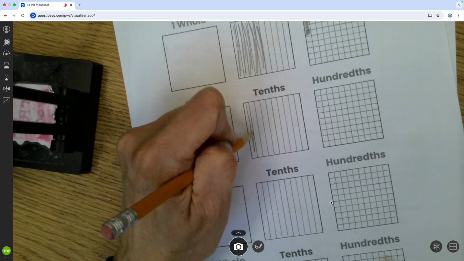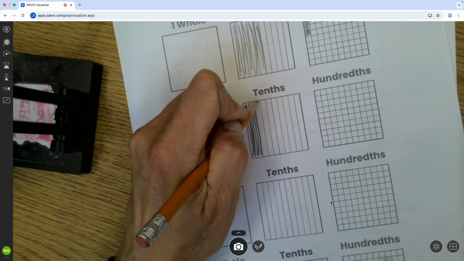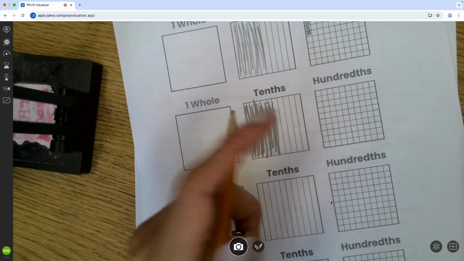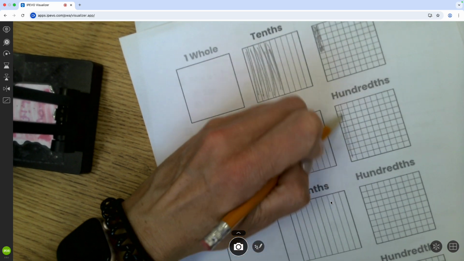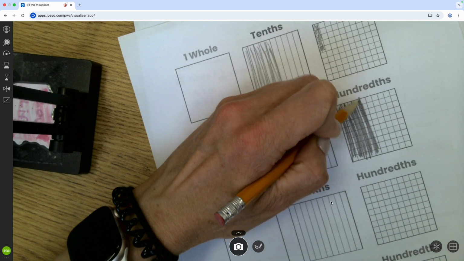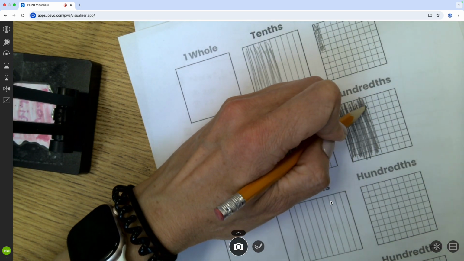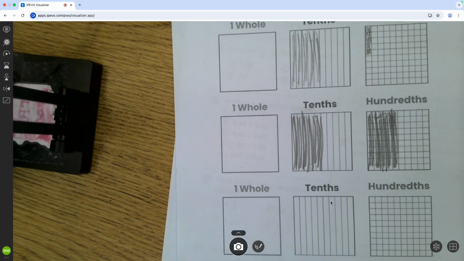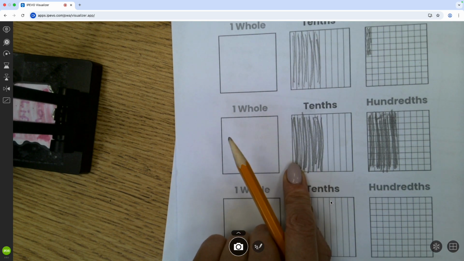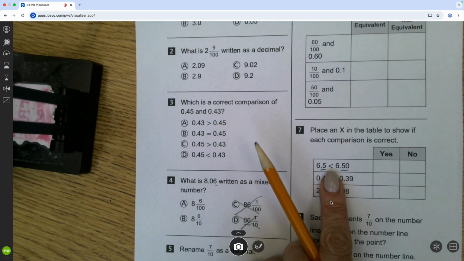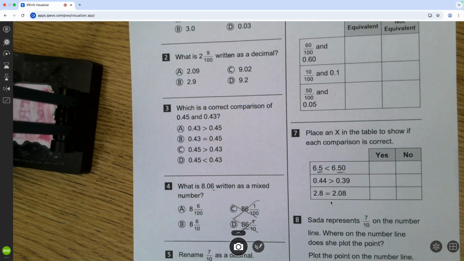If I have 5 tenths, I'm going to color in 1, 2, 3, 4, 5. And then I have to color in 50 hundredths. I know each column is 10. So 10, 20, 30, 40, 50. Okay. If I look, oh my goodness, they are the same. Because 5 tenths equals 50, right? 5 times 10 is 50. So we have to decide, is this true or not? I'm not going to tell you. Okay.